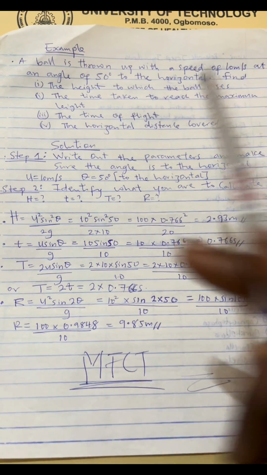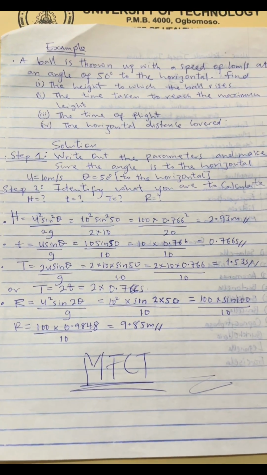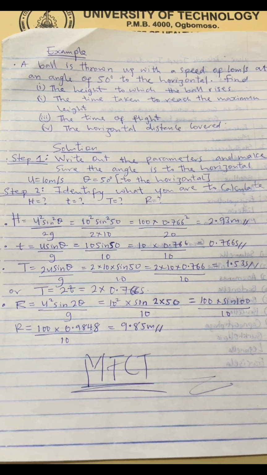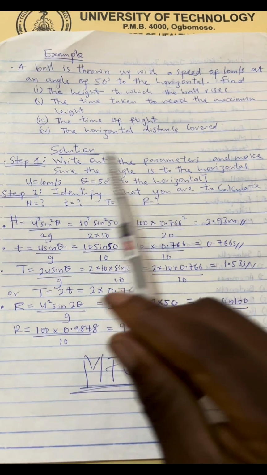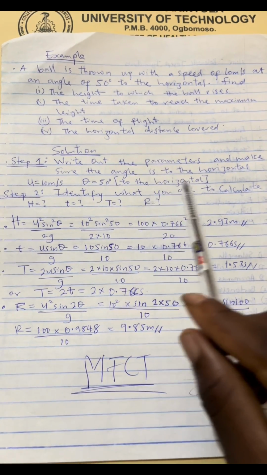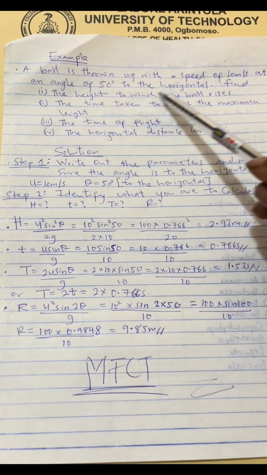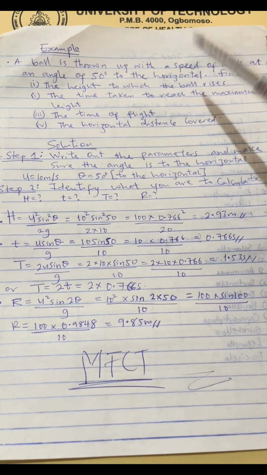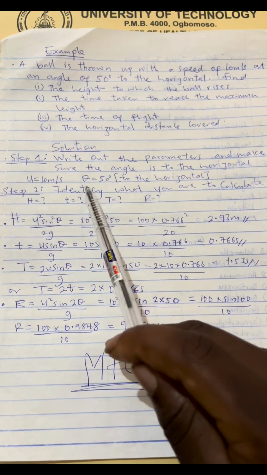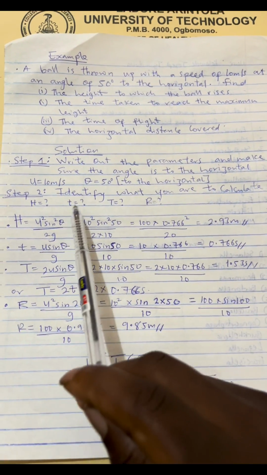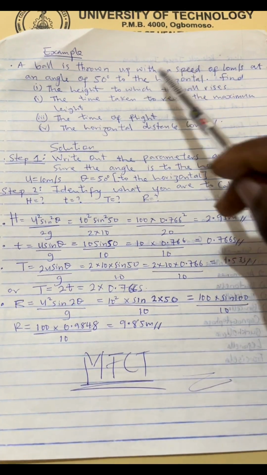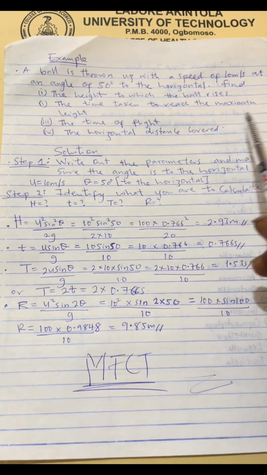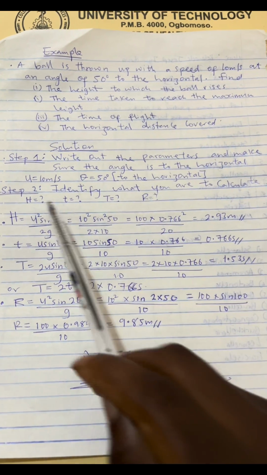So let's start. Once you have a calculation question, always write out the parameters. Make sure the angle given to you is to the horizontal. If the angle is to the vertical, you must convert it to the horizontal by subtracting the angle from 90. So your u is 10 meters per second, and your theta is 50 degrees to the horizontal. Then identify what you are asked to calculate: the height, the time taken to reach maximum height, the time of flight, and the horizontal distance.